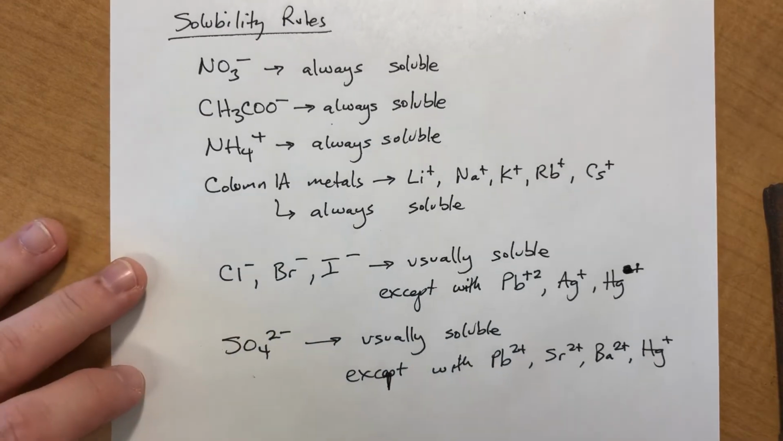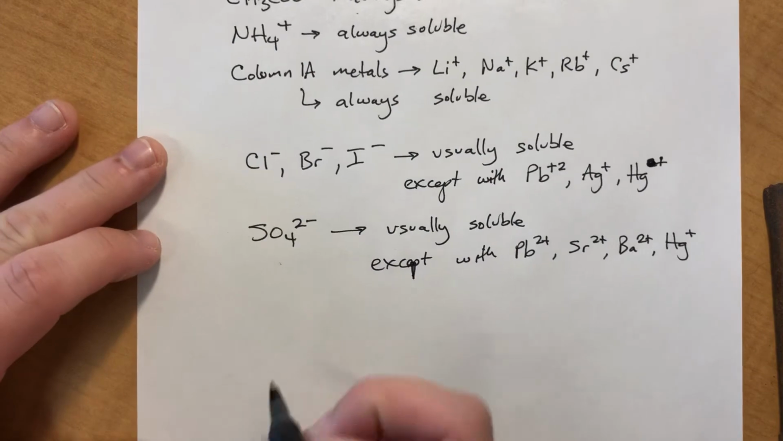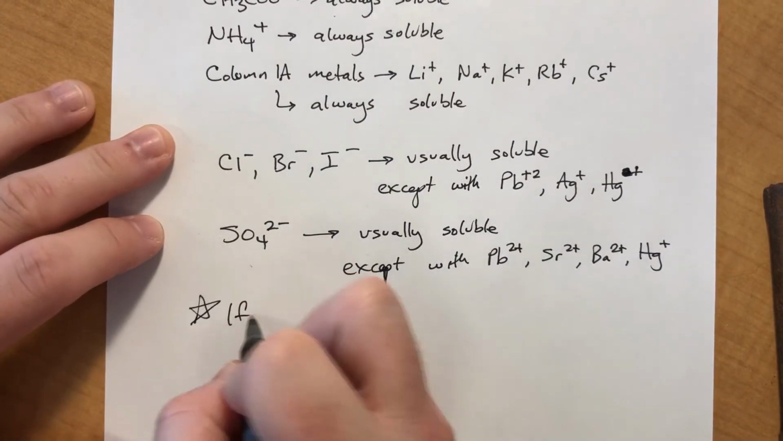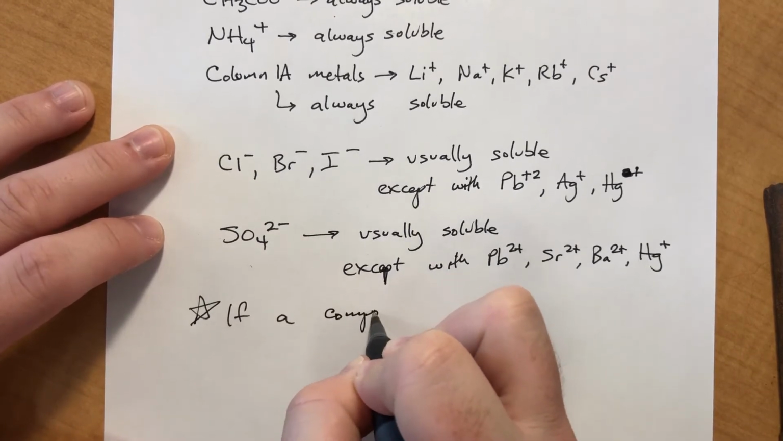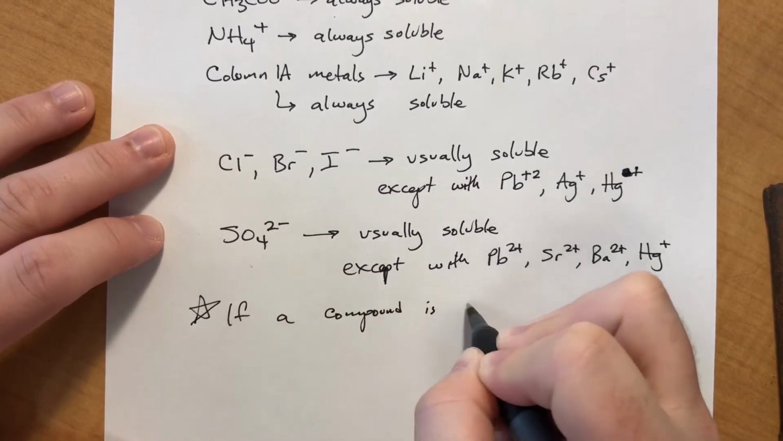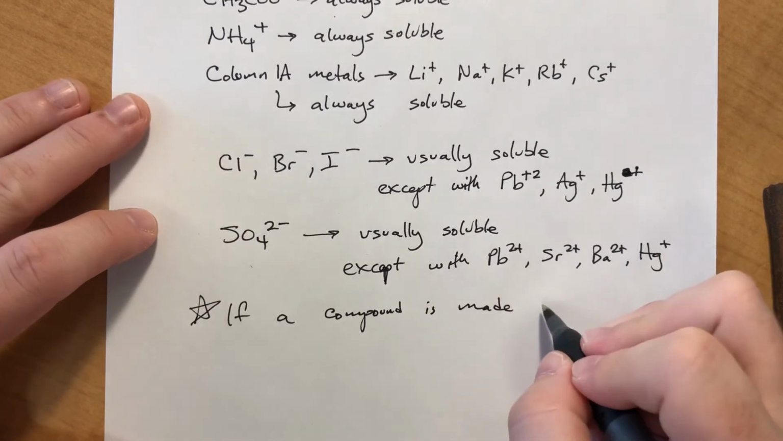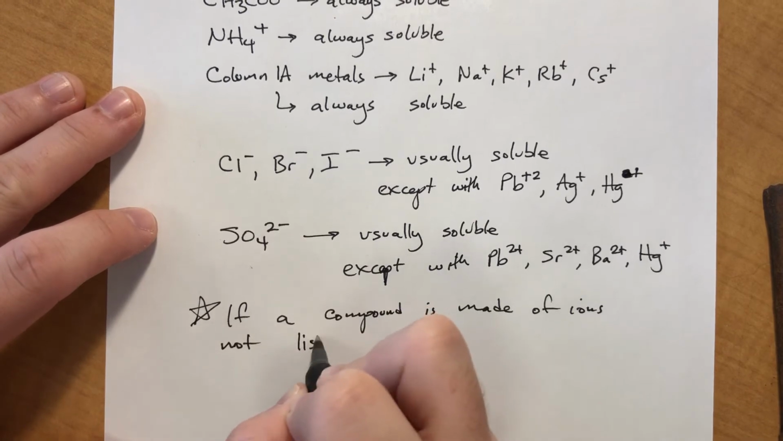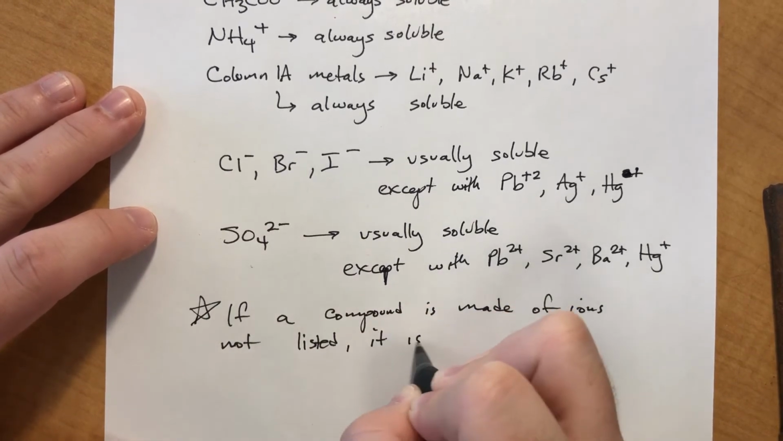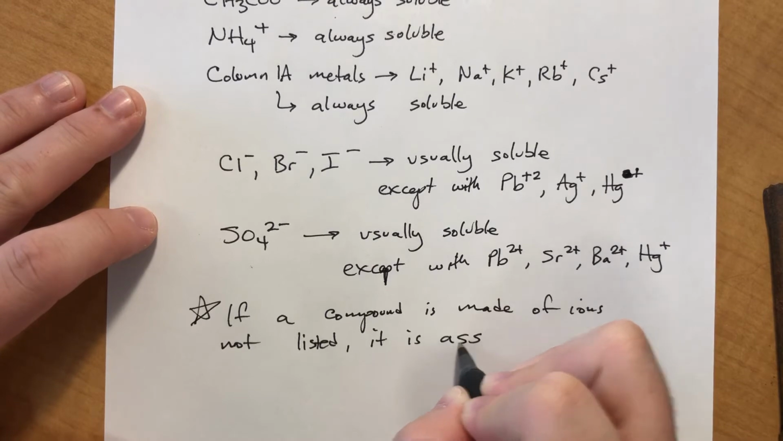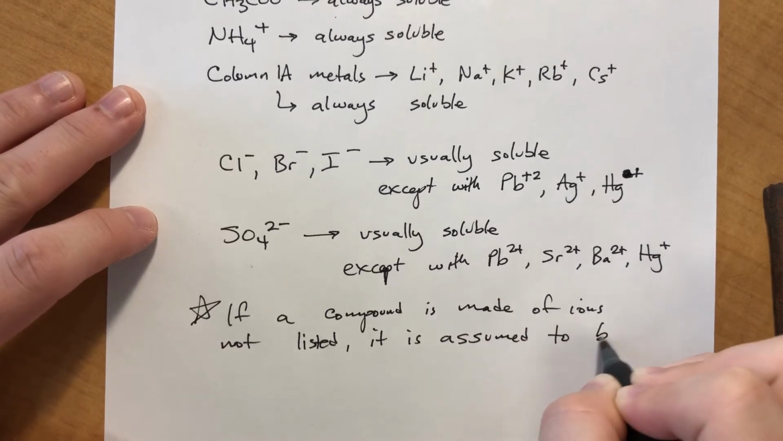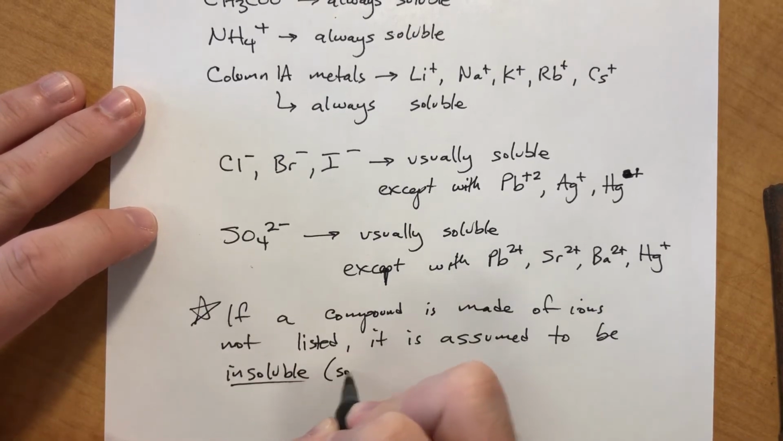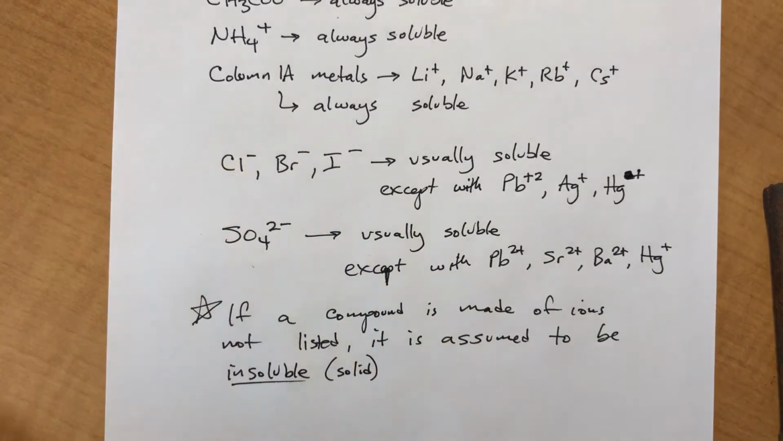So what happens if we encounter something that isn't listed? The general rule of thumb is, because most compounds don't dissolve, if a compound is made of ions not listed, it is assumed to be insoluble. In other words, it'll be a solid. It will not dissolve.